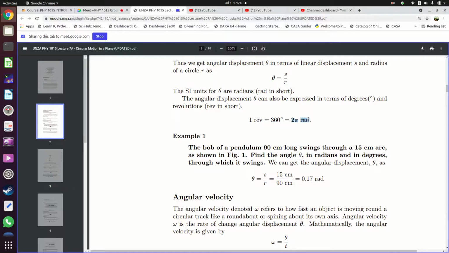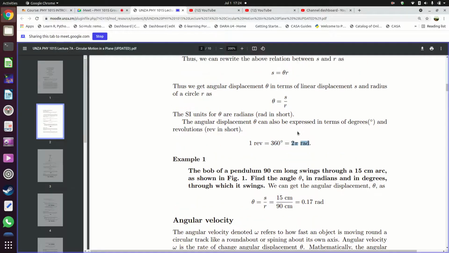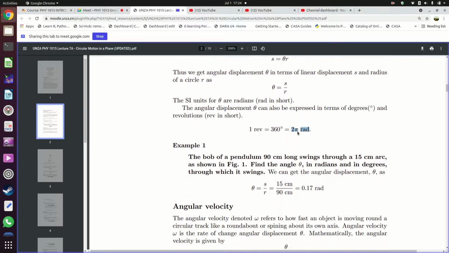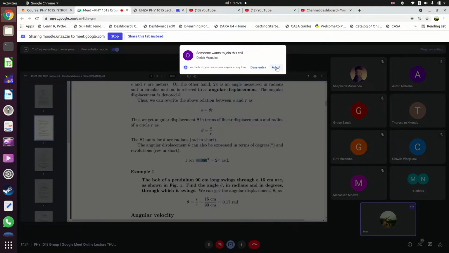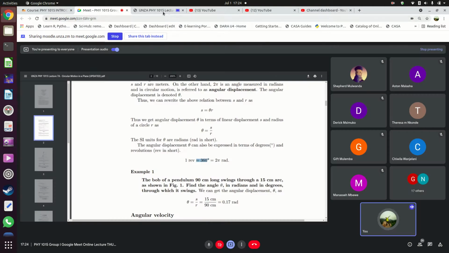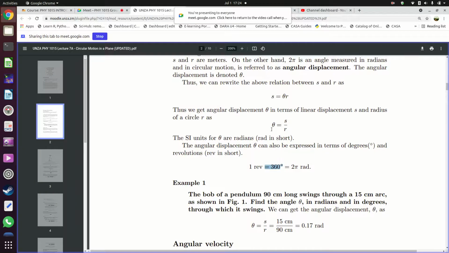Normally, when it comes to calculations which involve angular motion or angular displacement and other things, you have to express your angular displacement in radians. So if you're given your angular displacement in revolutions or in degrees, you need to change it to radians so that you can actually do the things you need to do. Are we clear with this? Is it clear to everyone what we mean by angular displacement?